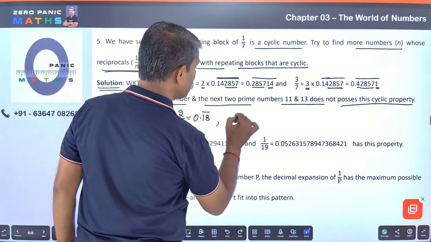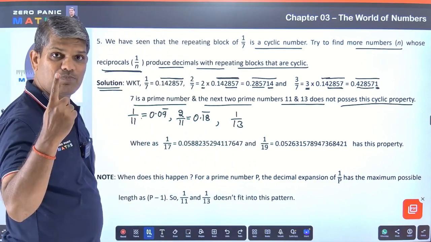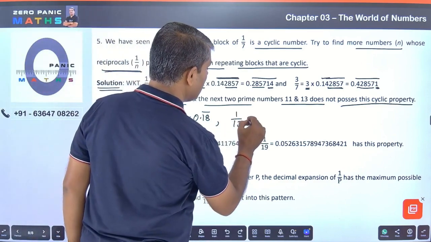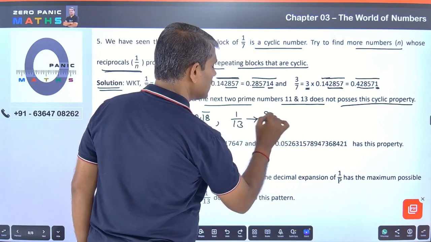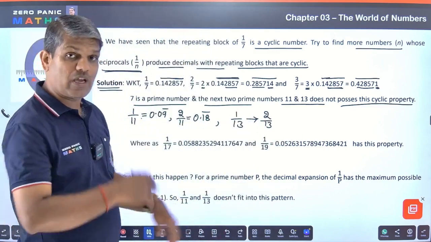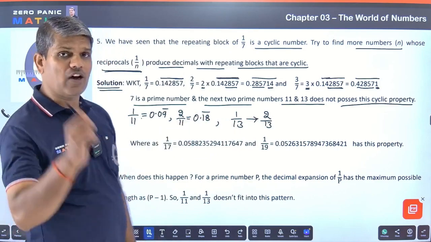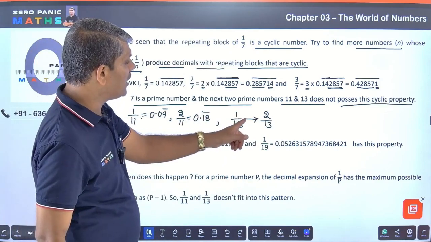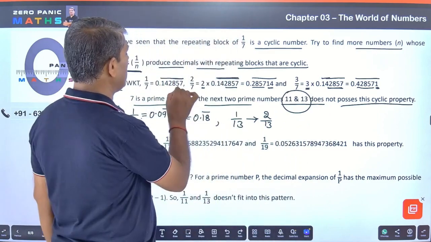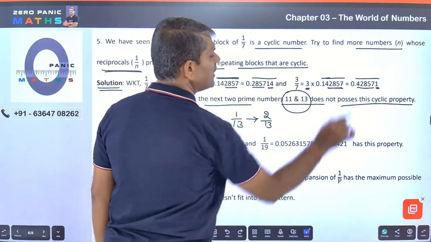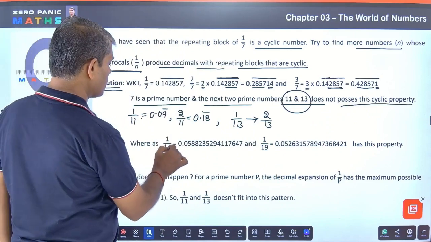And the same thing happens with 1 by 13 also, because we already did it in the very first problem itself. 1 by 13 does not have a cyclic property with 2 by 13. We already know that. With 3 by 13 and 4 by 13 it has, but it has to have that with all its multiples. So 2 by 13 does not possess a cyclic property. We already calculated it. If you want, you can write that value and say that 11 and 13 are the two next prime numbers after 7, but they do not possess the cyclic property. So what is the next prime number? Let us consider the next prime number as 1 by 17.